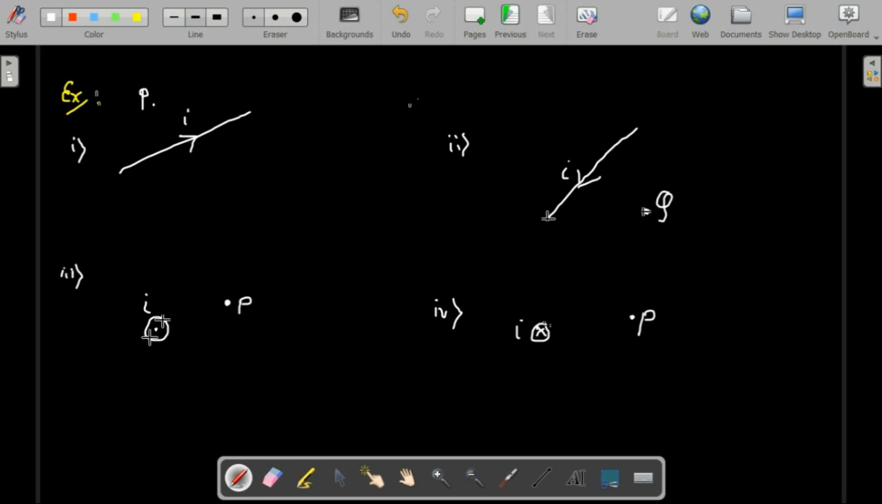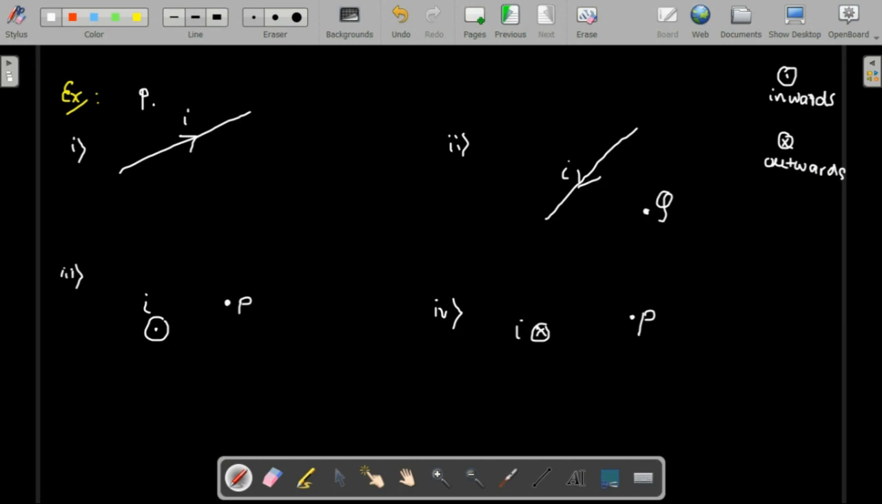Here, the current is going in. So that means the magnetic field direction would be on the plane. So it will be along the x-axis or the y-axis, not along the z-axis. Here also, the current is along the z-axis coming out. So the field has to be along the x-axis or the y-axis. Okay, so think about this and try to find out the answer for this.